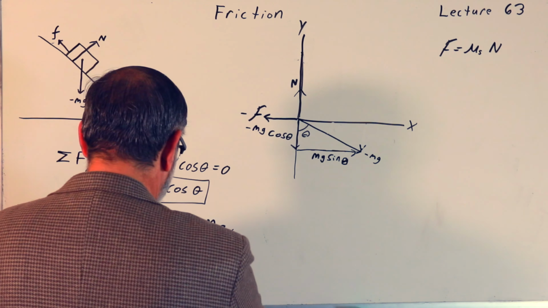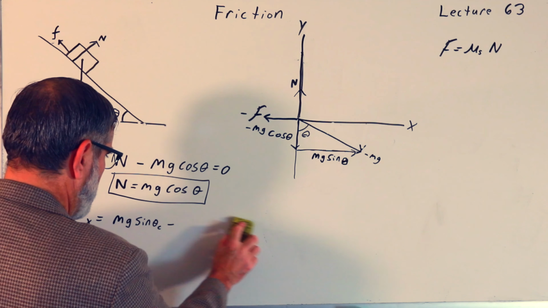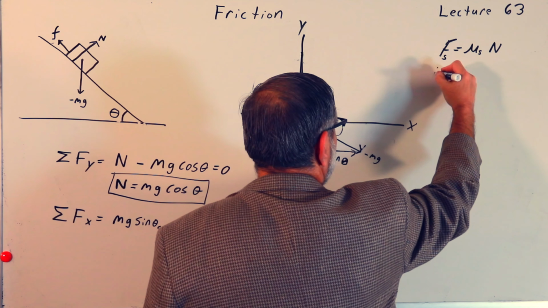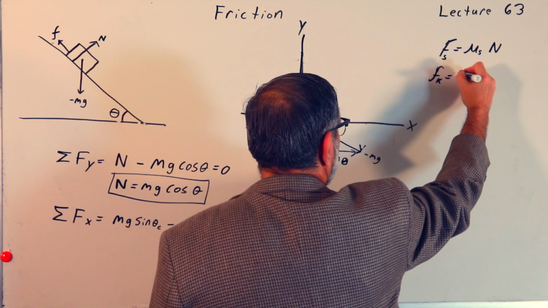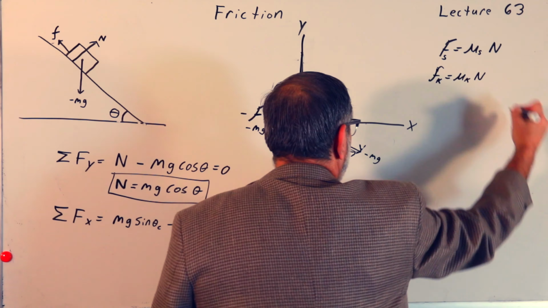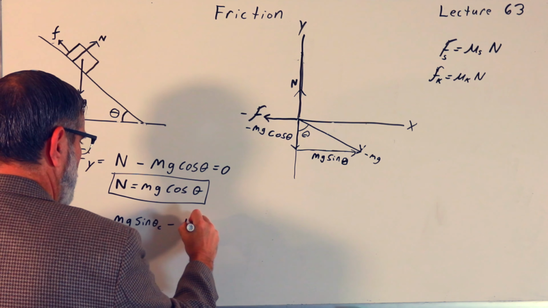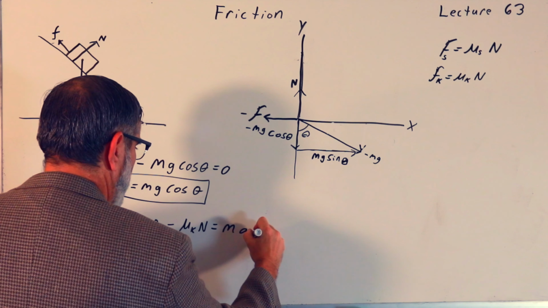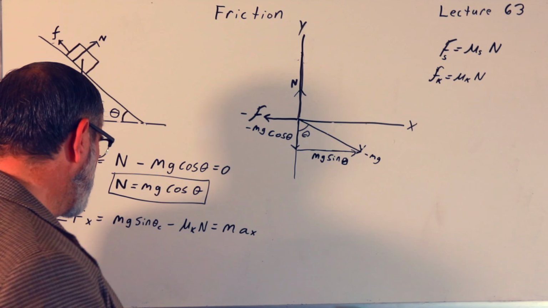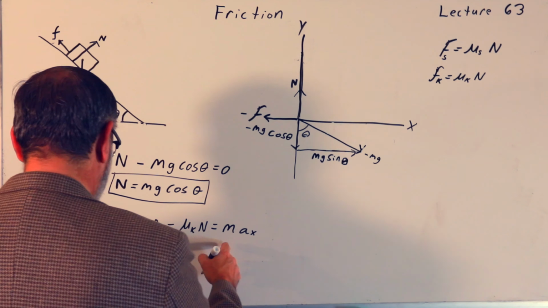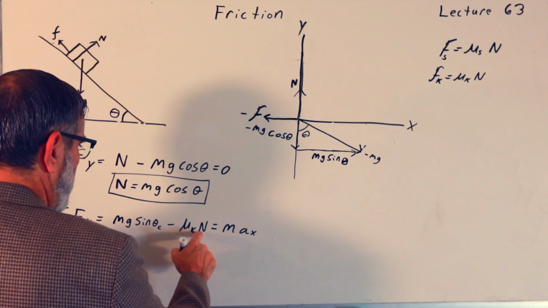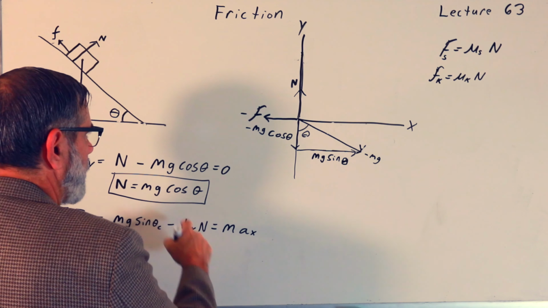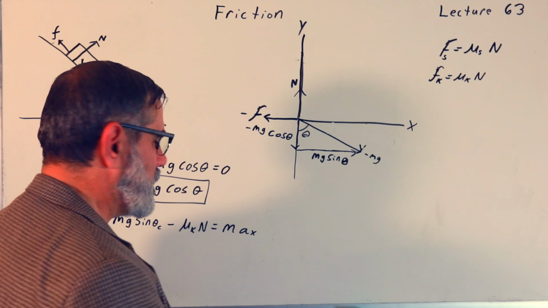So let me just replace minus f with, call this f sub s. Now we look at f sub k, which is mu sub k times the normal force. So this is minus mu sub k times the normal force is equal to mass times acceleration in the x direction. I want to substitute in for the normal force here with this from the y direction. The normal force is equal to mg cosine theta.